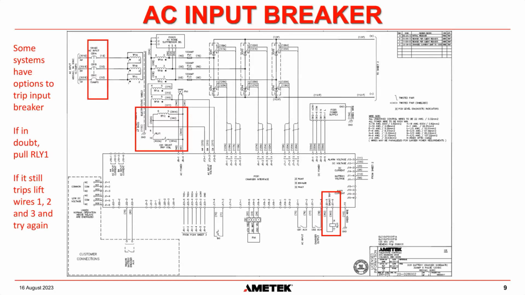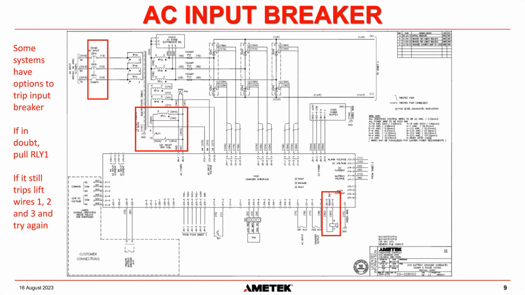So if you go into the system, pull RLY1, and then close the AC input breaker, and the AC input breaker remains closed, then you've ruled out CB1 as the issue. Then you know it's something external to CB1, whether it's a control signal or a high voltage circumstance on the output of the system. What we're trying to do is isolate any fault down to one thing.